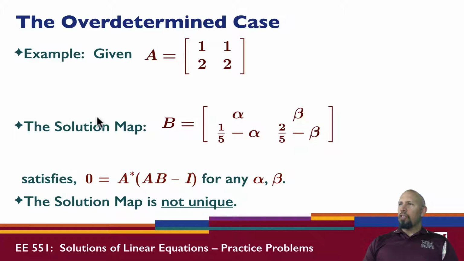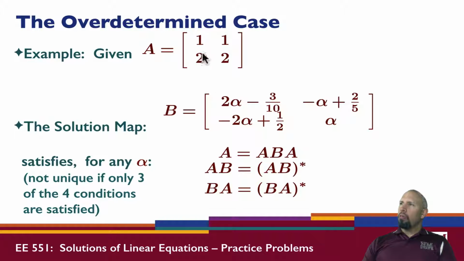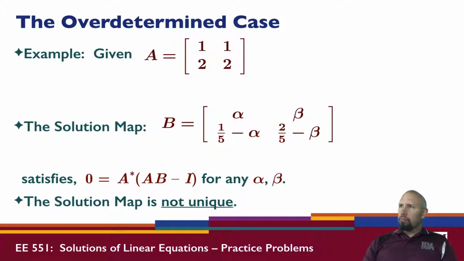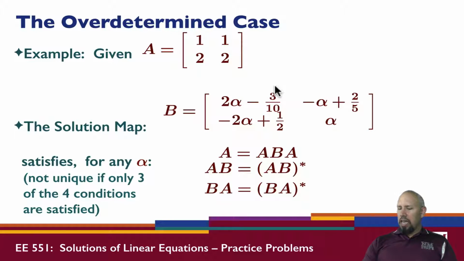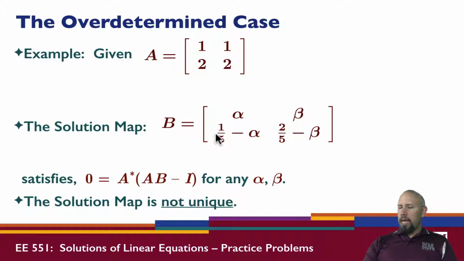What about the overdetermined case? We saw that with the overdetermined case, we had this matrix. This was our solution map, and it satisfied this equation for any values of alpha and beta, showing us that alpha and beta are not unique in terms of the solution map. Okay? So if we go now, we take this matrix A and our solution map B. So here, now I have chosen a particular beta in here. Okay, so I've chosen a particular value of beta.